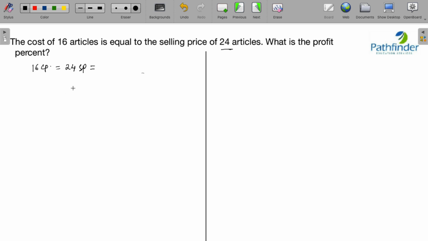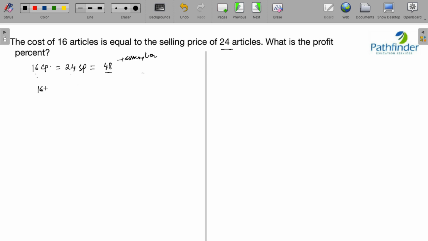तो मैं क्या करूँगा कि फ्रैक्शंस में ना आए, इसीलिए मैं एक ऐसी वैल्यू यूज़ करूँगा जो 16 से भी डिवाइड हो जाए और 24 से भी डिवाइड हो जाए, जैसे 48. तो दिस इज माई अजम्पशन, ये मेरा अजम्पशन है. सो आई हैव अज्यूम्ड that cost of 16 articles is equal to selling price of 24 articles, which is equal to 48.